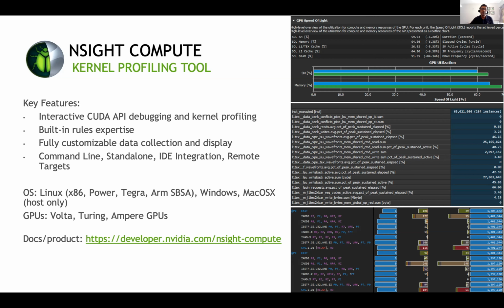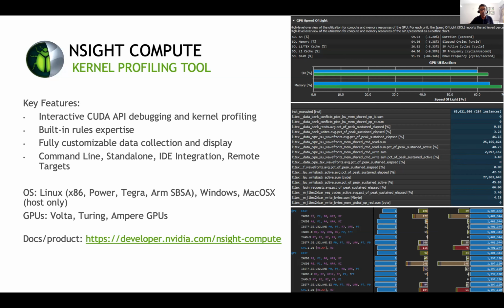And just like NSIGHT Systems, we also have a built-in rule system which will help you with some guided analysis, because you have tons of metrics which are collected, and it will identify which ones you need to look at and in what order. The good part is all of these are presented in different logical sections, for example the memory section, and we'll see some of those. All of them are described in a textual file which you can customize for your needs.